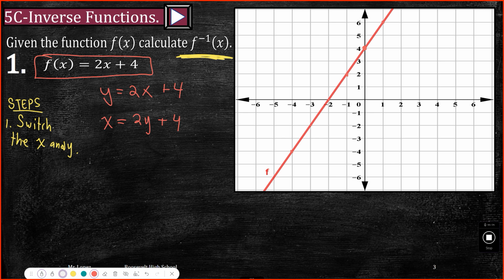Step 2: solve for y. What does it mean, solve for y? Get the y by itself. What is step number 1 in getting this y by itself? Subtract what? Subtract 4. So then we have what? Let me put that 2y here on the left side, and then put the x minus 4 over here.